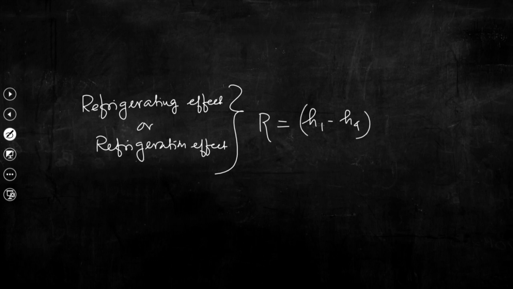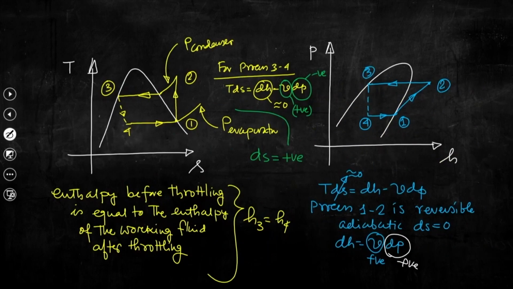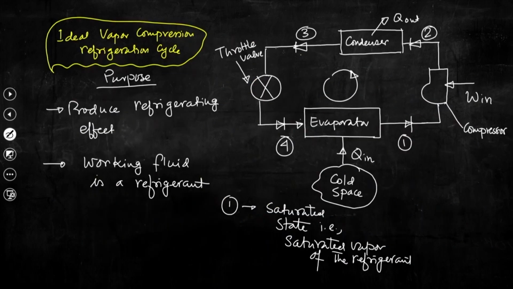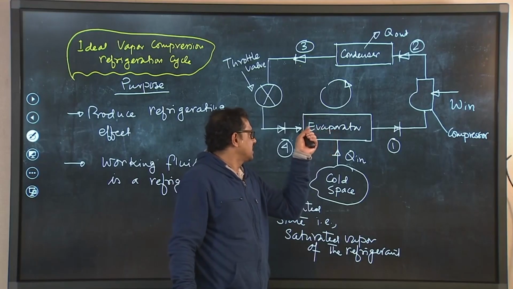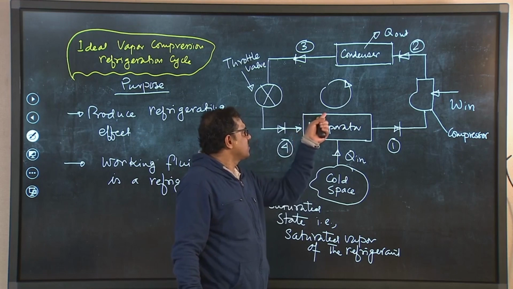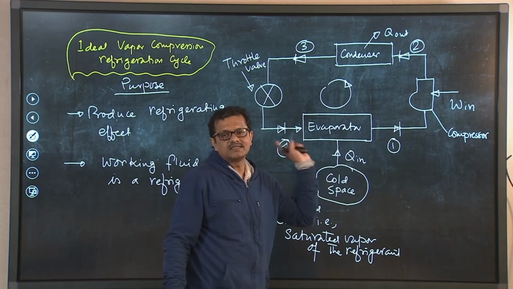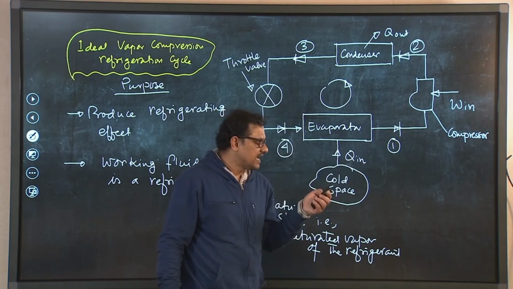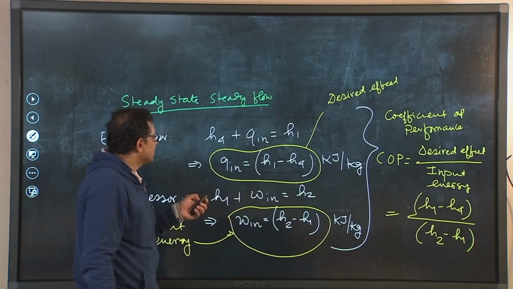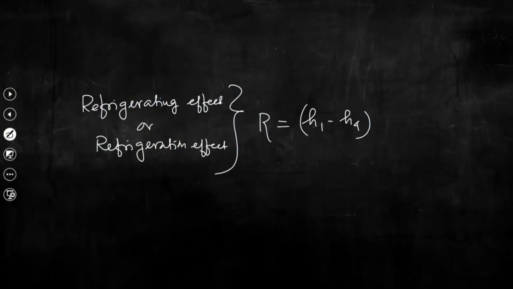So, as I said a few minutes back, the amount of energy that would be extracted by this evaporator, let me go back to the schematic. So, the amount of energy that would be extracted by this evaporator for getting the state of the working fluid changed from state point 4 to state point 1, that is the refrigerating effect, and that refrigerating effect mathematically is H1 minus H4. So, this is the refrigerating effect.